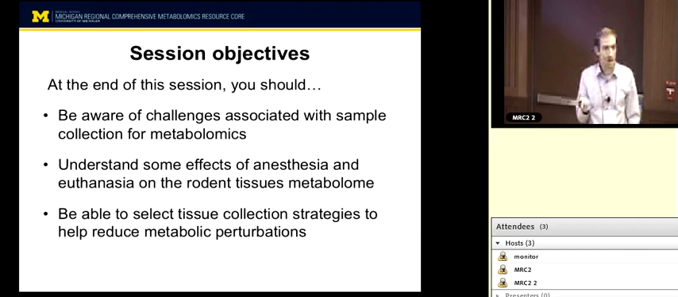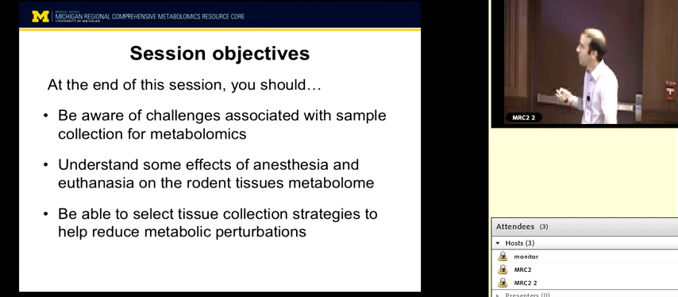This is something that you might not have to think about so much if you're going to look at genetics, gene expression, or even protein levels in an animal, but it is very relevant to the metabolome. And then hopefully you'll be able to select tissue collection strategies, for those of you that are going to look at the tissue metabolome, in order to reduce metabolic perturbations.